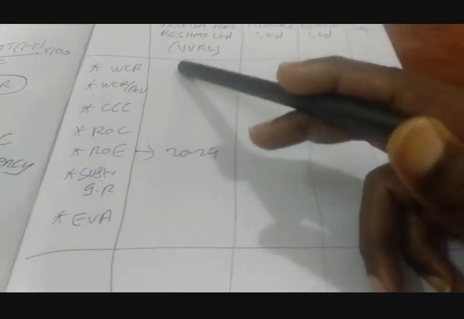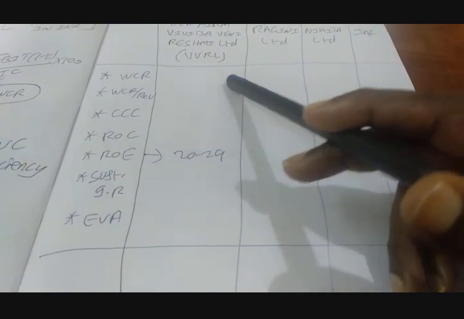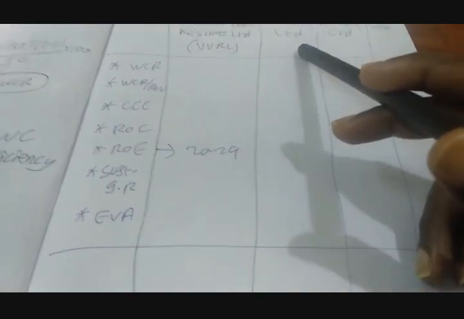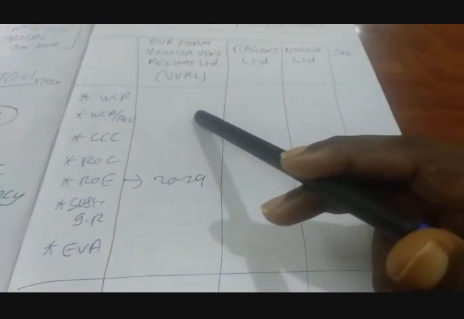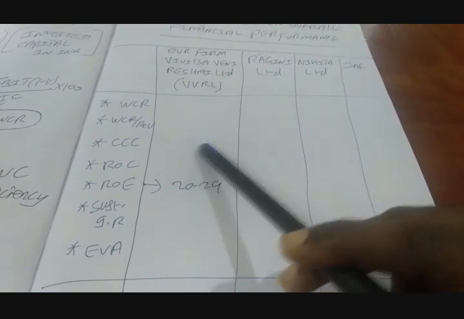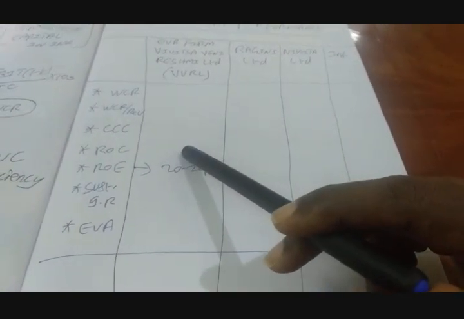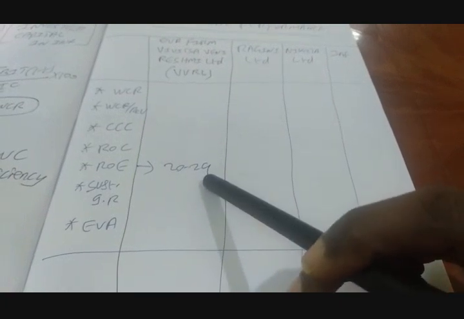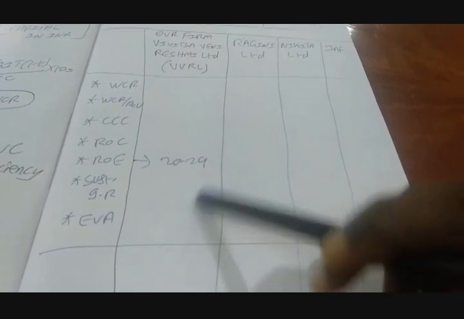Okay, so the last column is inference, right? I have not written anything, you guys can do that. So these are all the parameters on which you can compare. Working capital requirement, whichever company is having the lower number, that is the best company. Working capital requirement by revenue percentage, whichever company is having the lowest number, that is the best company. CCC, whichever company is having the lowest number in terms of cash conversion cycle days, that is the best company. ROC, higher the better. ROE, higher the better. Sustainable growth rate, higher the better. Economic value added, higher the better, right?